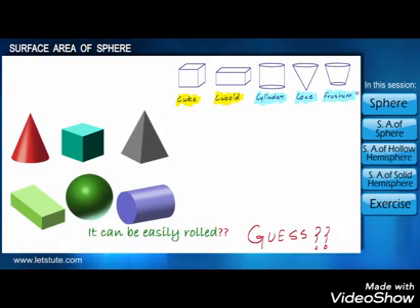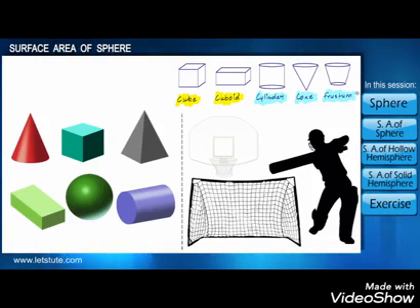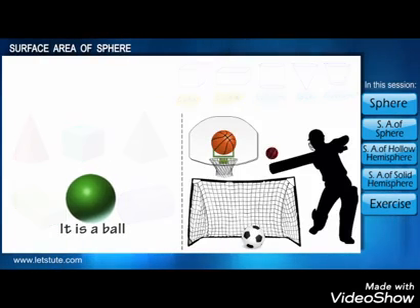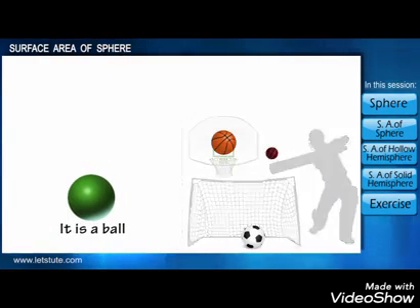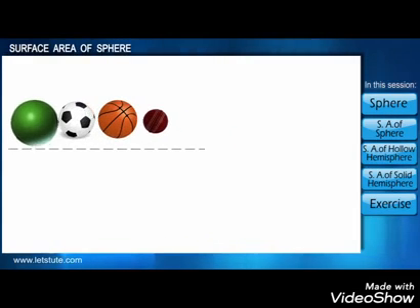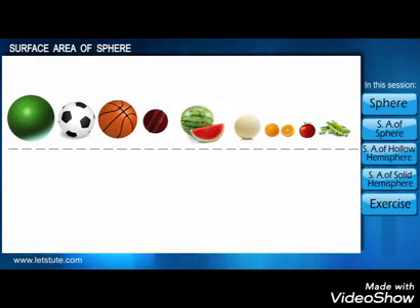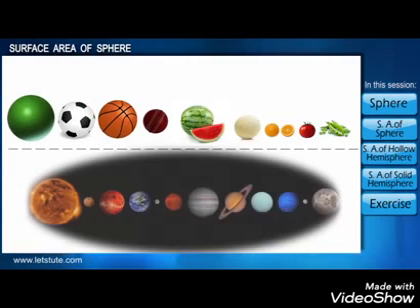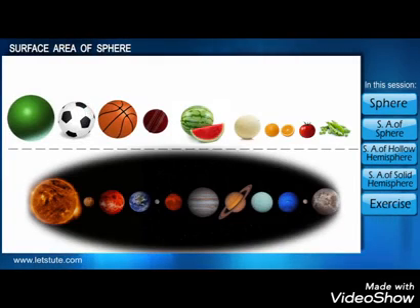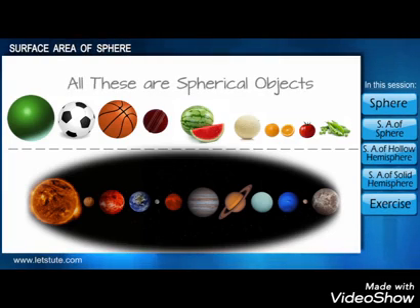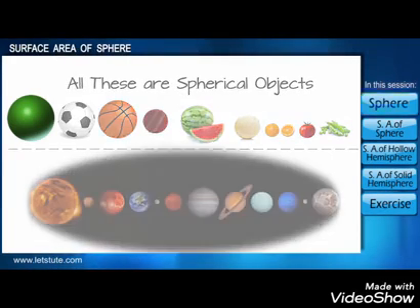Let me give you another hint. This type of object is also used in playing many games. Yes, you guessed it right. It is a ball. And we come across many such round-shaped objects in our daily life, like some fruits and vegetables, as well as the planets of our solar system, which are all round in shape. In other words, all these round-shaped objects are also called spherical objects.